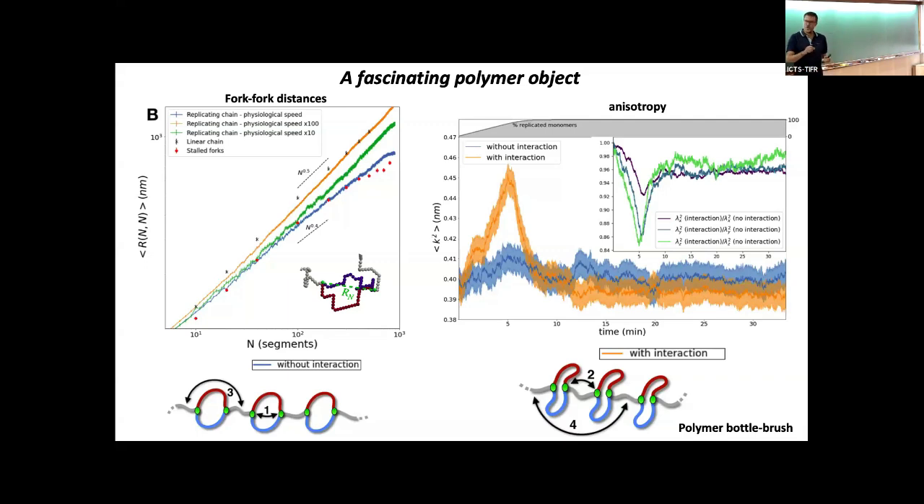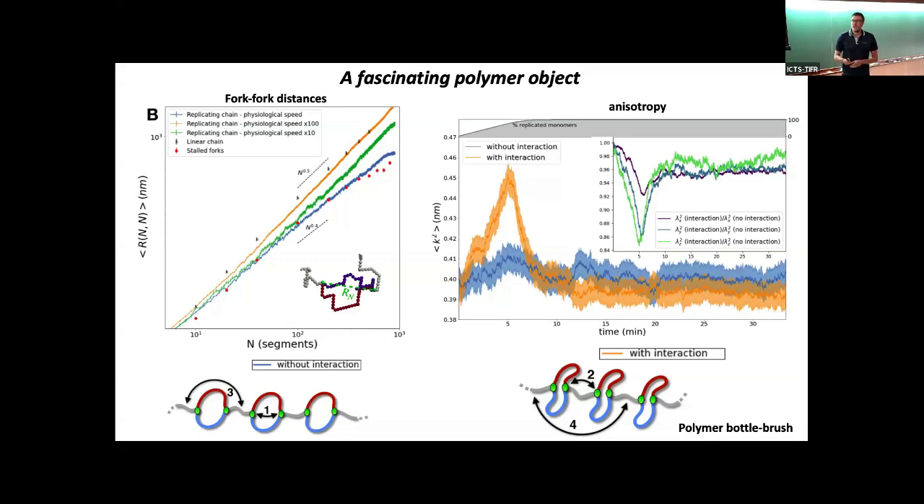As you go for very fast replication or to very slow replication, the behaviors are slightly different. I will focus here on the physiological speed, okay? And actually at physiological speed, you are in the regime where the progression of the replication is slow compared to the polymer relaxation, okay?